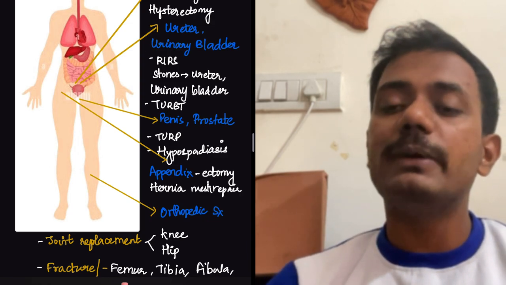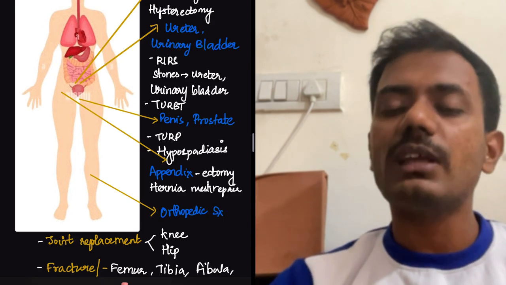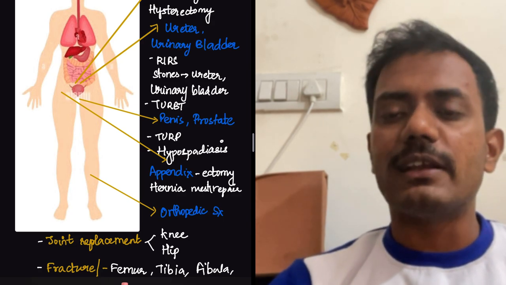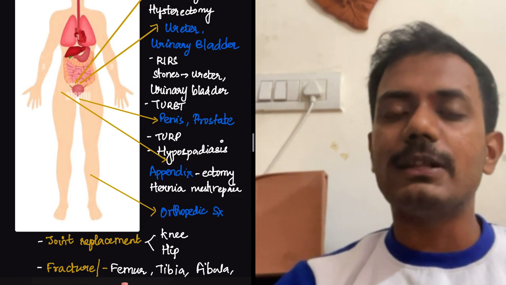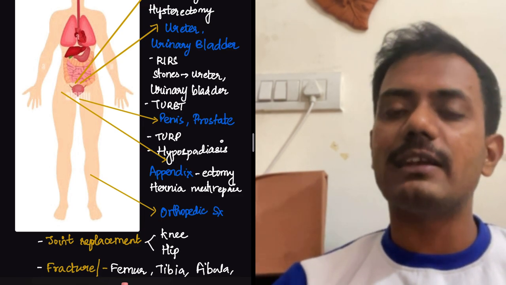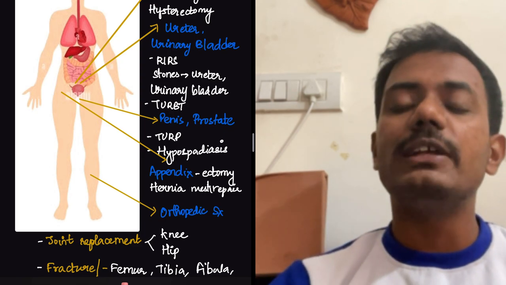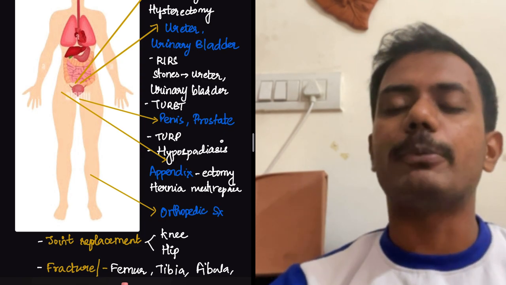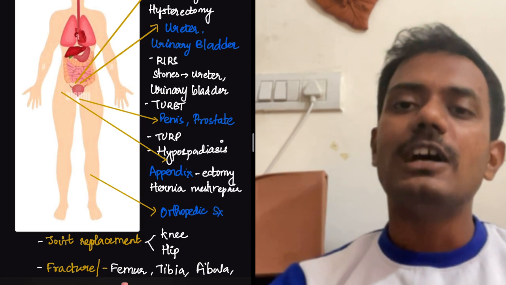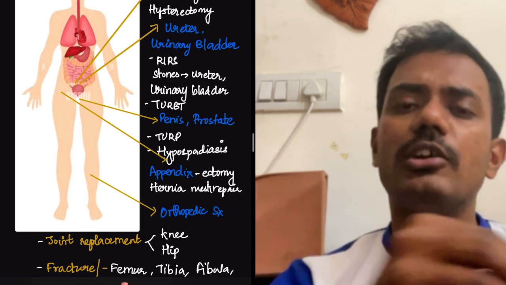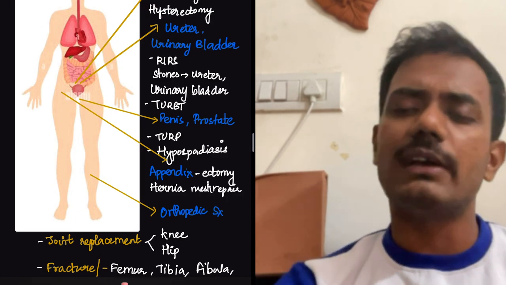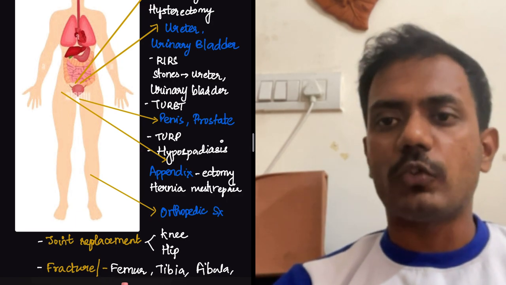So if they are being done under open surgery, then they can be done under spinal anesthesia. But usually these days, hernia and appendix surgeries are done under general anesthesia because they are usually done laparoscopically. For laparoscopy, we cannot do it under spinal anesthesia. Why can laparoscopic surgeries not be done under spinal anesthesia? If you want to know more, just leave it in the comments. I will try to make a separate video for that.